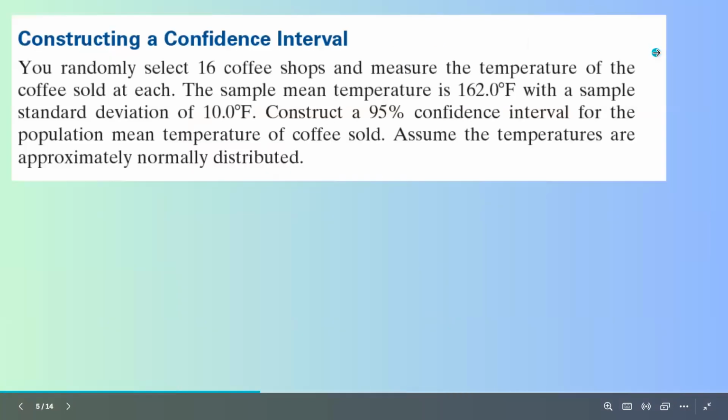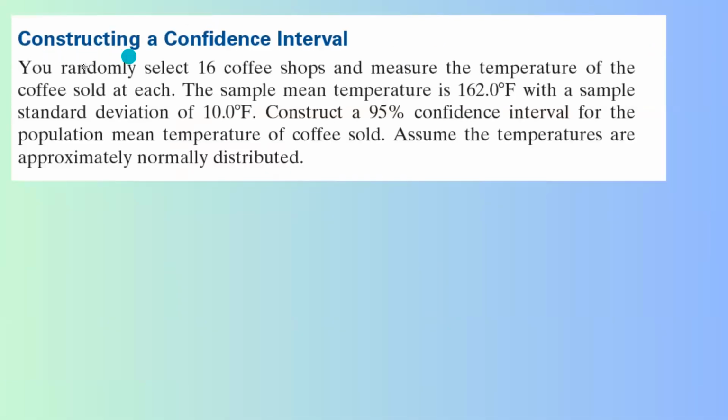Let's take a look at one example here. Question says, you randomly select 16 coffee shops and measure the temperature of the coffee sold at each. The sample mean temperature is 162 degrees Fahrenheit, and the sample standard deviation is 10 degrees. The question asks us to construct a 95% confidence interval to capture the population mean of temperature of coffee sold, and assume that the temperatures are approximately normally distributed.